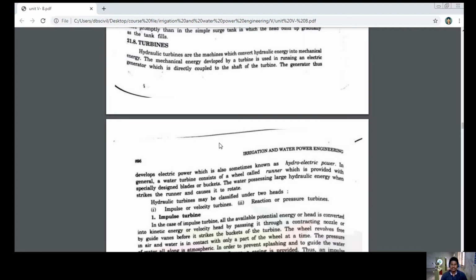The mechanical energy developed by the turbine is used in running an electric generator which is directly coupled to the shaft of the turbine. The generator thus develops electric power, which is also sometimes known as hydroelectric power. Due to the pressure, the turbine runs with the help of the shaft connected to the electric generator, and it generates energy that is known as hydroelectric power.